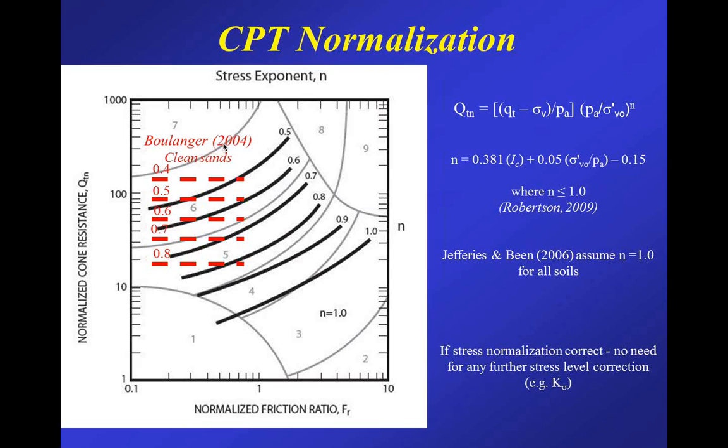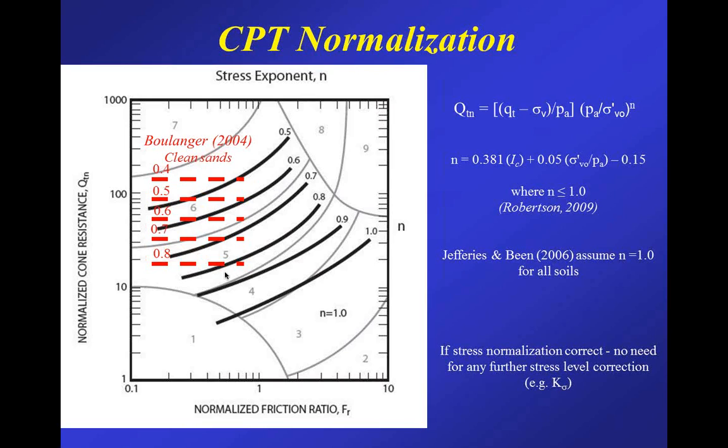Now on the chart here, I show a set of red lines. Boulanger and Idriss have suggested a variable stress exponent, and theirs is based essentially on relative density, where they're saying that the denser the sand is, the lower the stress exponent, and the looser the sand is, the closer it gets to 1, and that's very logical. And I've drawn them as straight lines because theirs are based only on clean sands, and so I can only draw them as straight lines.